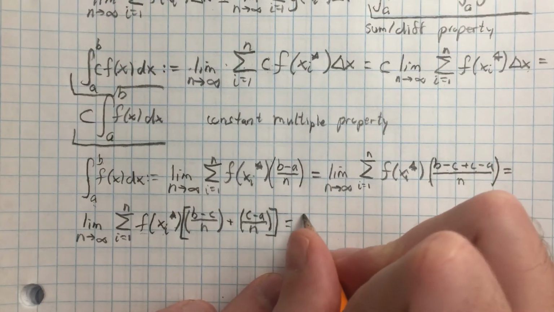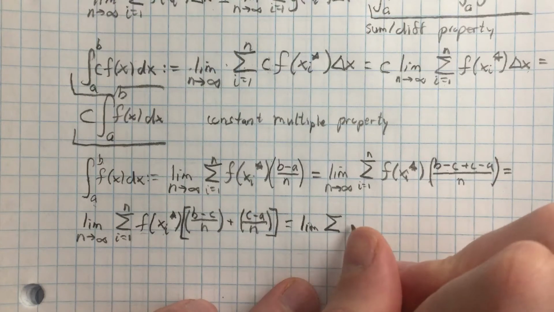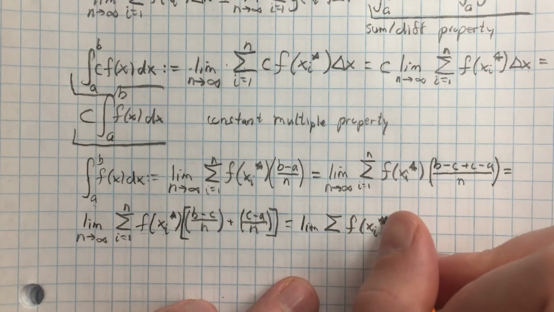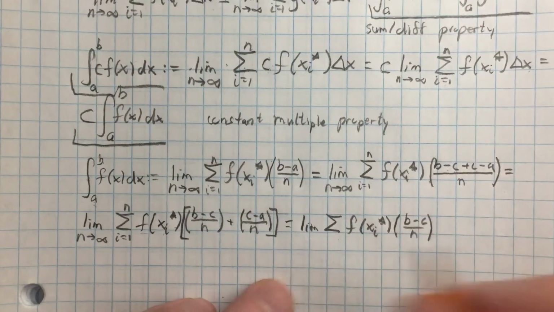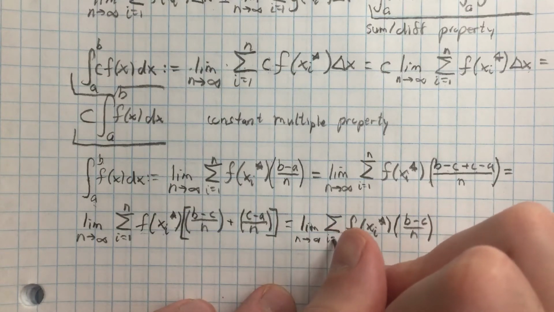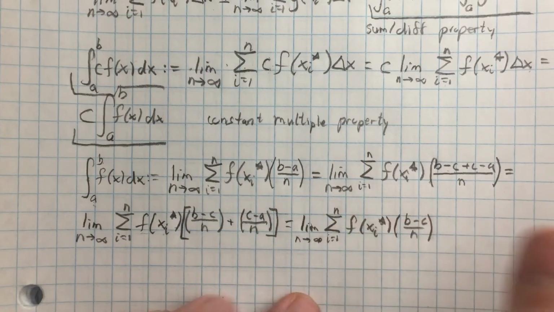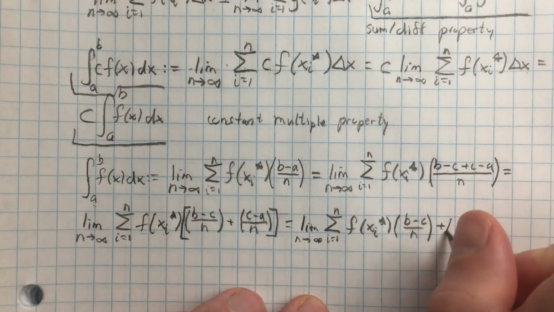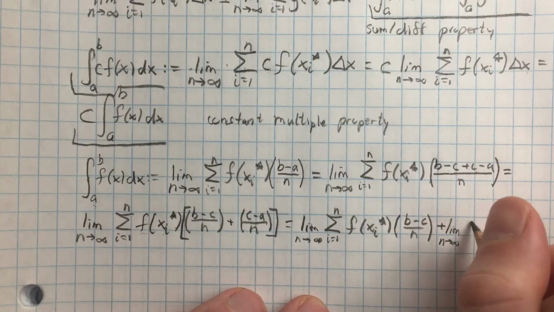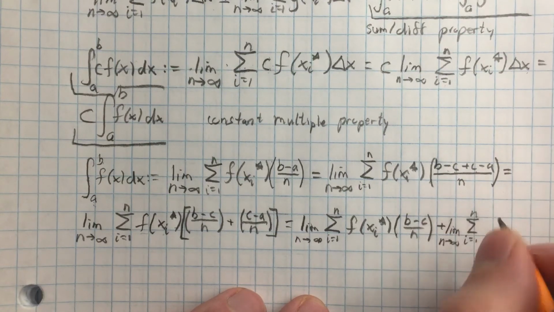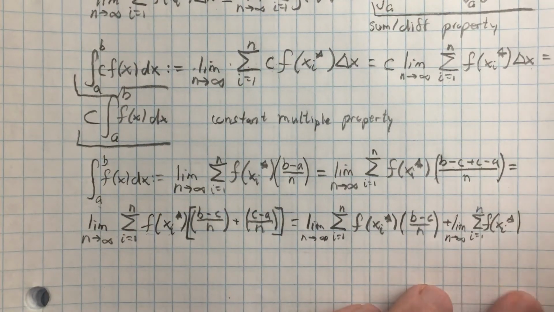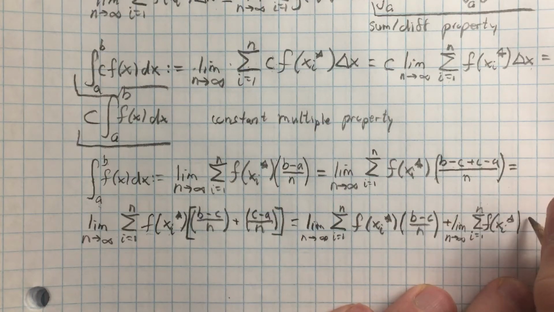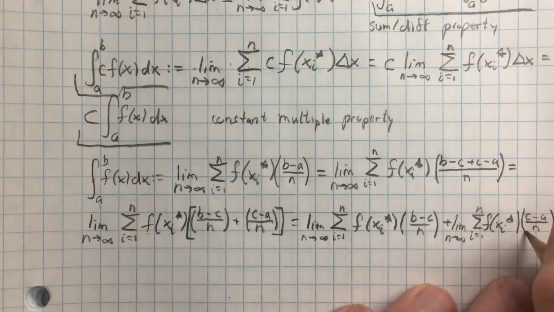So we can go ahead and do that, and we'll have the limit of the sum of f of xi star times b minus c on n, plus f of xi star of c minus a on n, right? A new delta x expression.